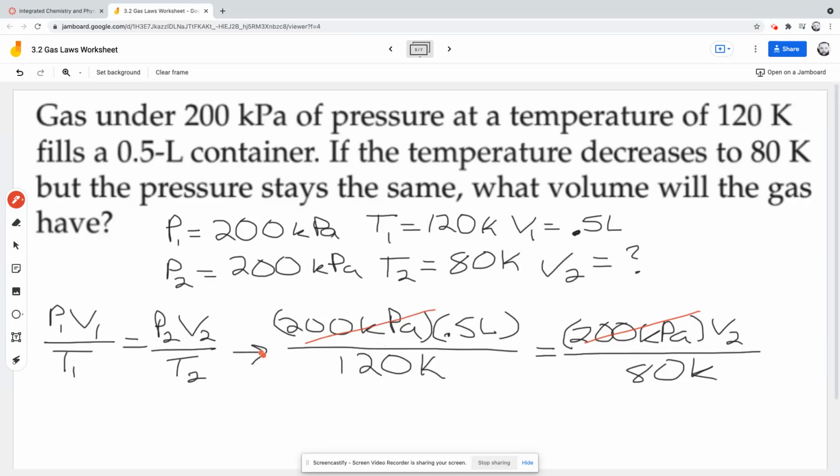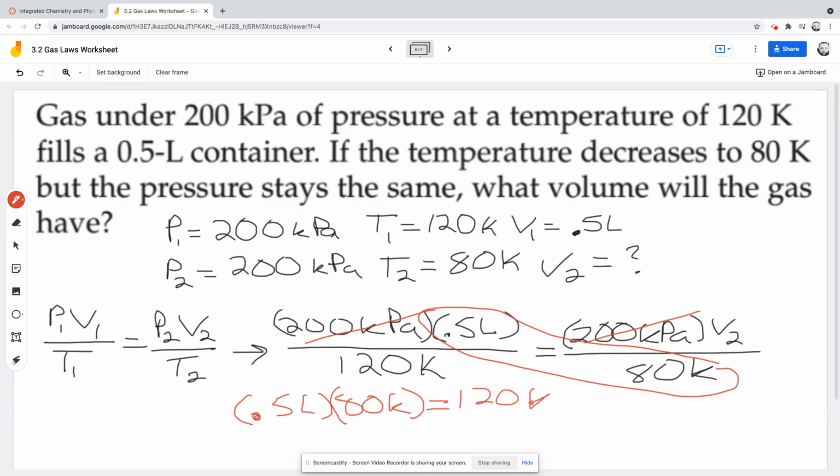Well, now that makes it a little easier because I just have to cross multiply. So over here I'm going to say 0.5 liters times 80 Kelvin should be equal to 120 Kelvin times V sub 2. And then to find the final volume, I'm going to divide both sides by 120 Kelvin.